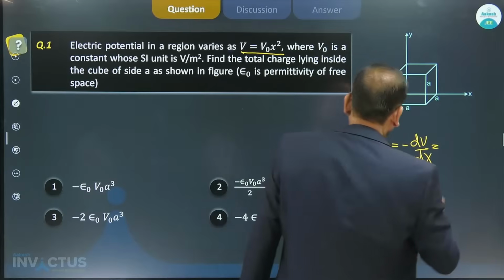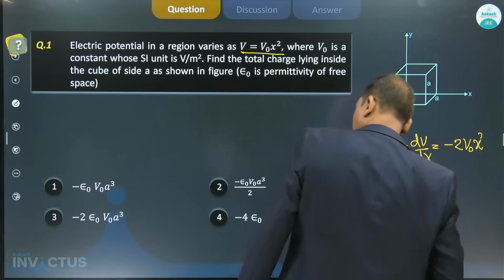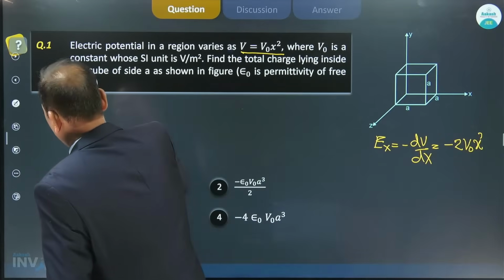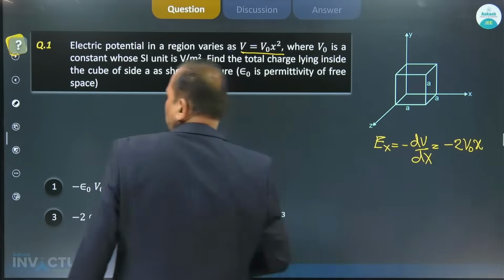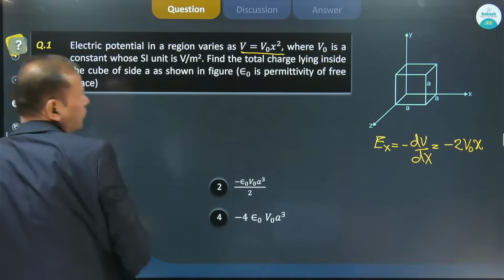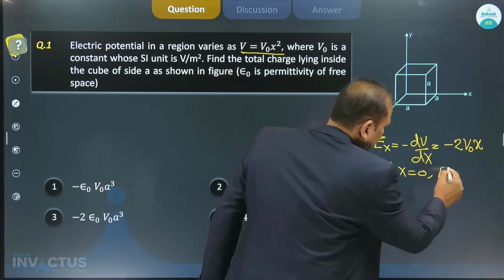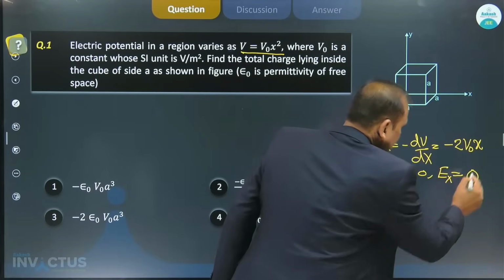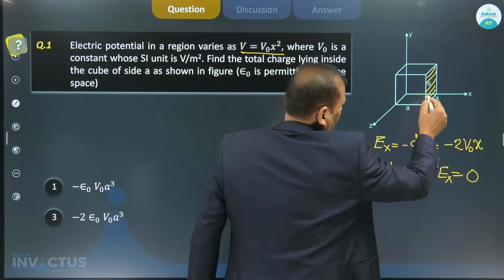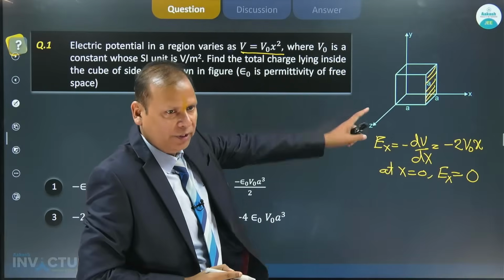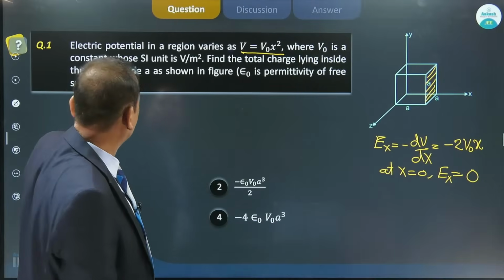This is minus 2 V naught x. Now at x equal to 0, E is equal to 0. It is clear that flux will pass through this face only. So find the total charge lying inside the cube.